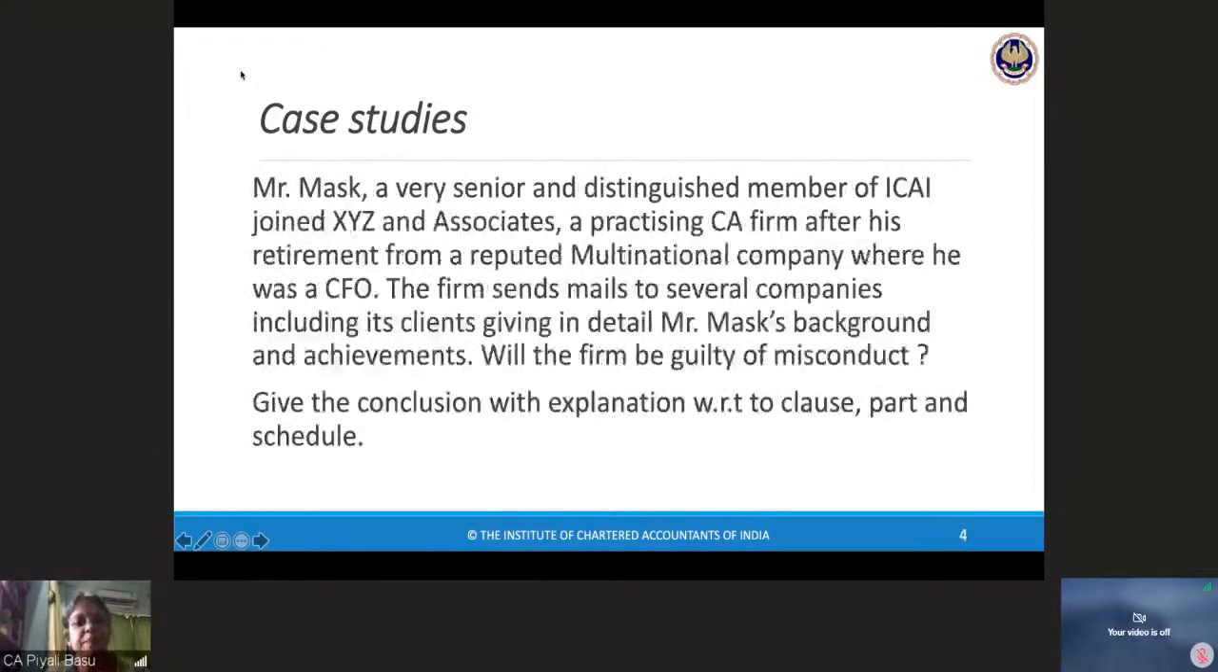Next case study. Mr. Mask, a very senior and distinguished member of the institute, joined XYZ and Associates, a practicing CA firm, after his retirement from a reputed multinational company where he was a CFO. The firm sends mails to several companies, including its clients, giving in detail Mr. Mask's background and achievements. Will the firm be guilty of misconduct?